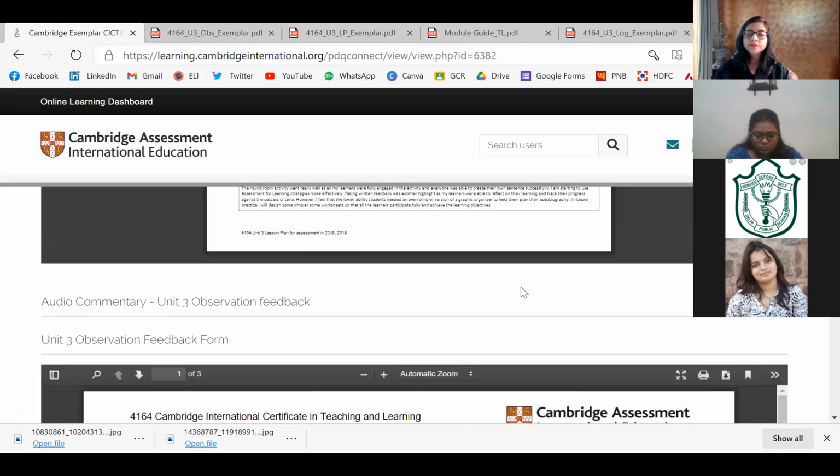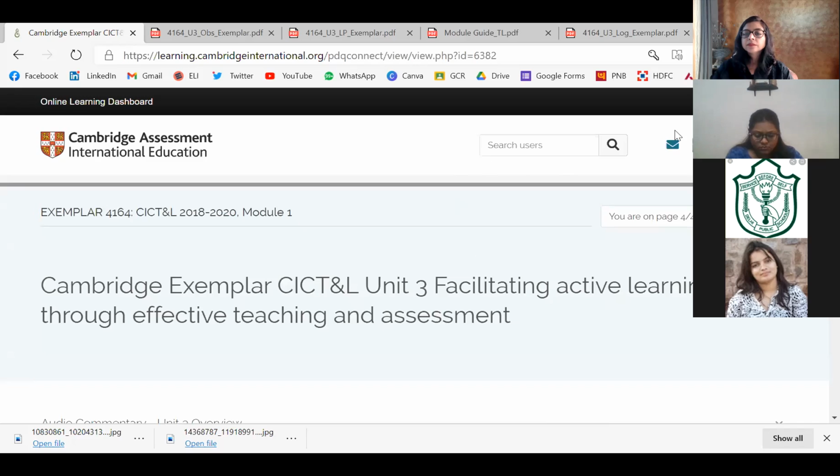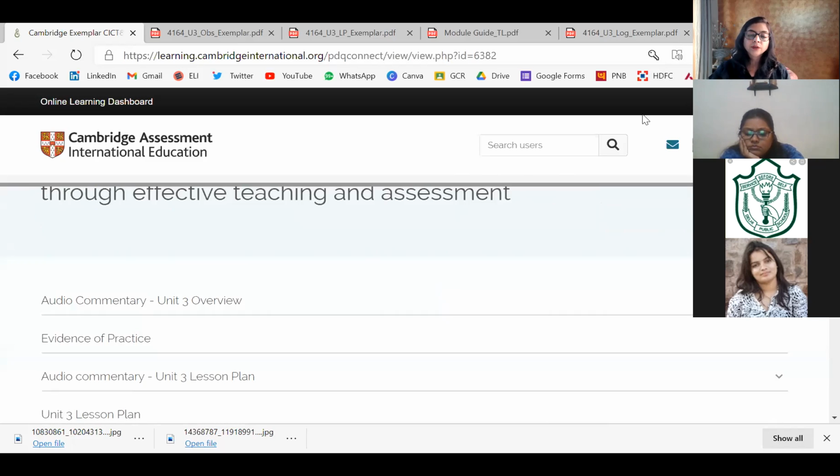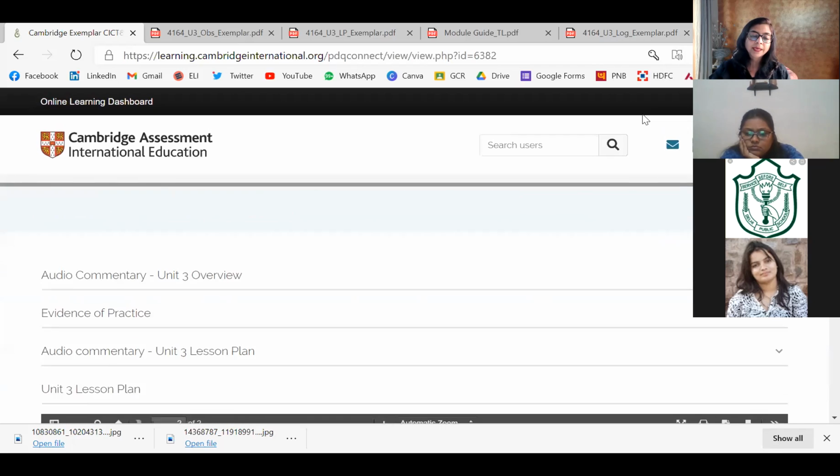Do we need to create our own teaching strategies, or can we use existing ones? You can use any which is available on the internet also, but always try to have different strategies in your lesson plan. Suppose in unit 2 you have used some strategies, in unit 3 try to use different strategies. Don't repeat your strategies. That is something you should take care of while you're creating your lesson plan.